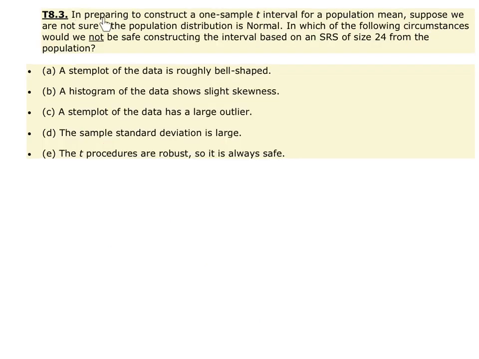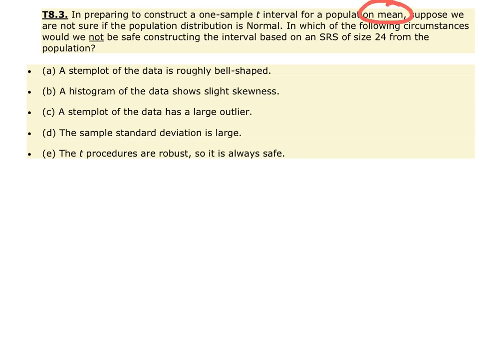Question 3. In preparing to construct a one sample t interval for the population mean, suppose we are not sure if the population is normal. In which of the following circumstances would we not be safe constructing the interval on a simple random sample of size 24 from the population? Now in this problem, we are looking for the t-interval of the population mean.